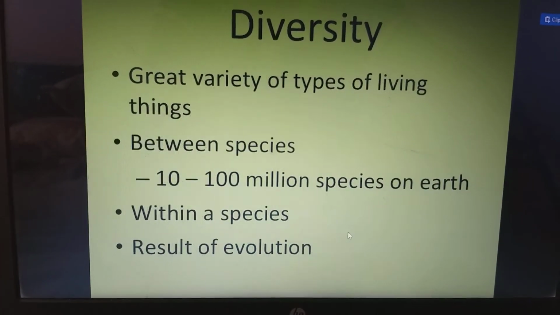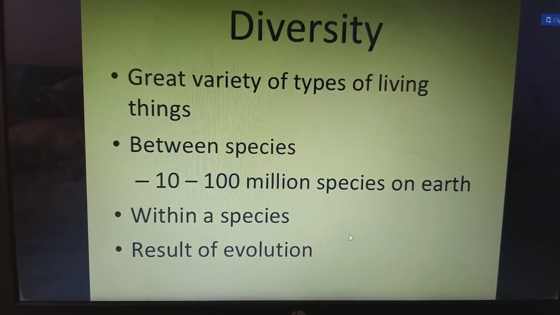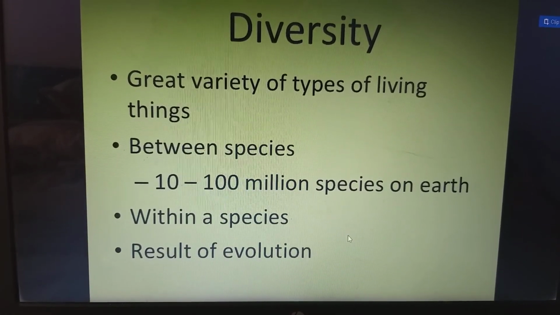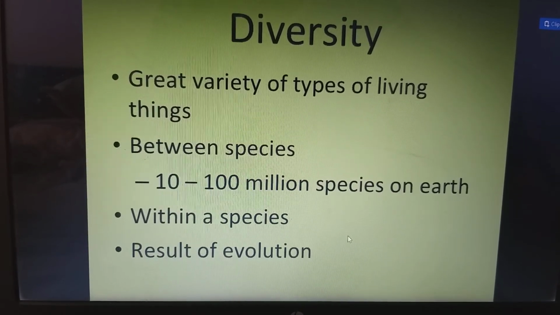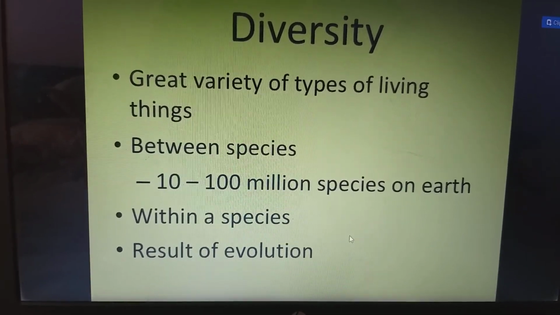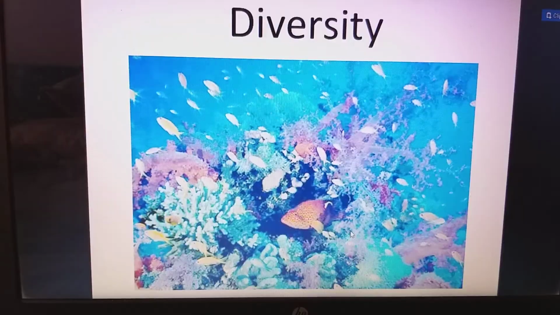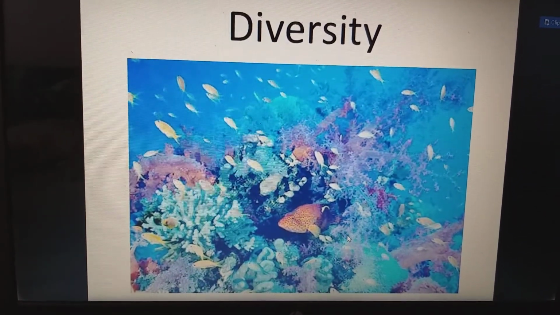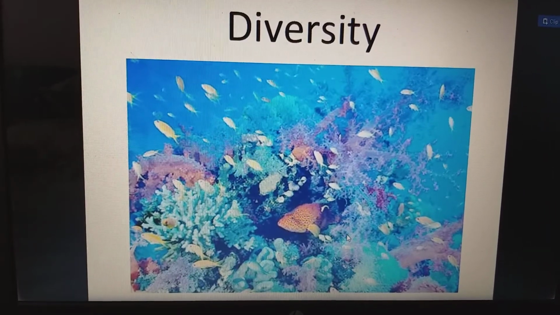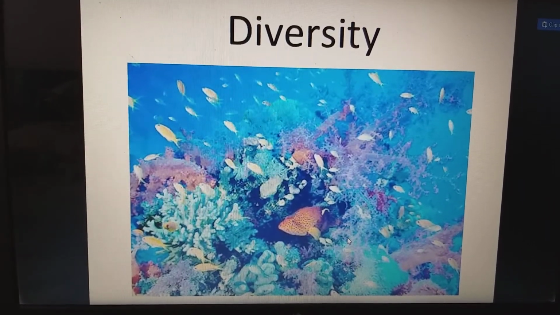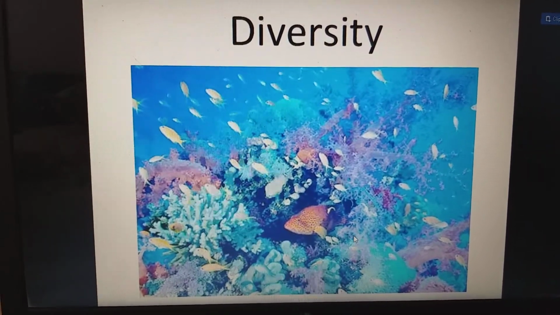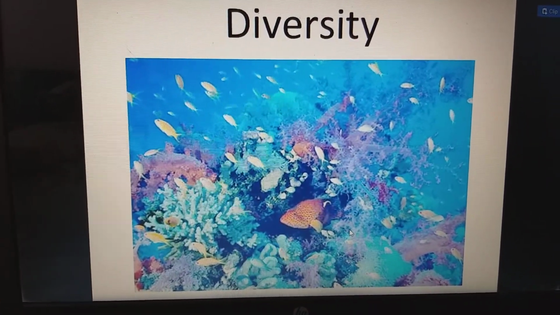Between species itself we have variations. So 10 to 100 million species are there on Earth. Within the species, if there are differences, that we call diversity, a result of evolution. For example, in an aquarium itself, you can see many different types of fishes, organisms, sponges, cnidarians, mollusks. All these are diversity, meaning we have different species.